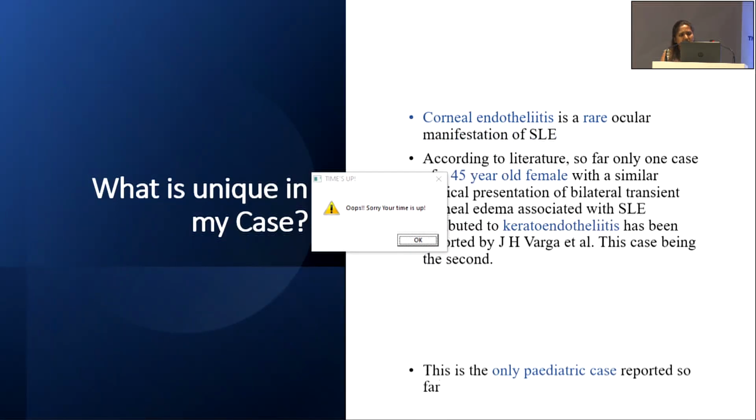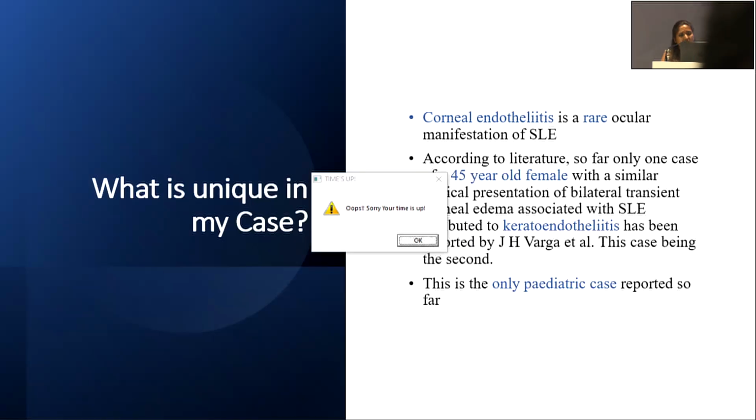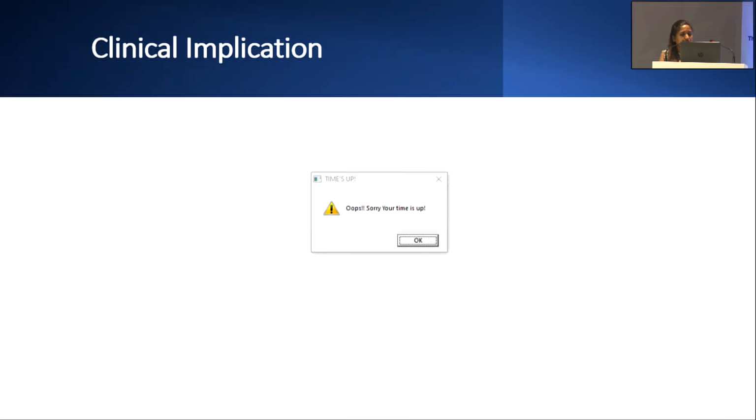Why my case is unique: corneal endothelitis is a very rare ocular manifestation of SLE, and only one case report has been published so far, in a 45-year-old female with bilateral transient keratoendothelitis, reported by J.H. Varga et al. This is the only pediatric age group case of such a manifestation that has been reported.